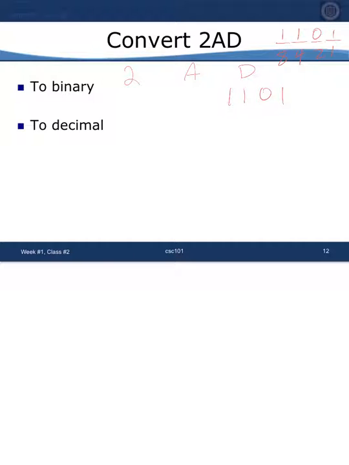A is 10, and we've seen this already. How do I do 10 with 4 bits? I think that's 1010. And how do I do 2? That one should be 0010. Okay, so this binary number is equivalent to 2AD.